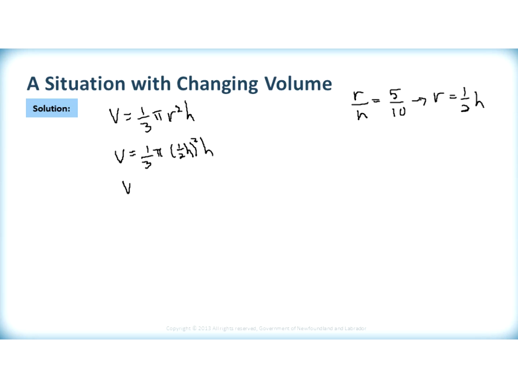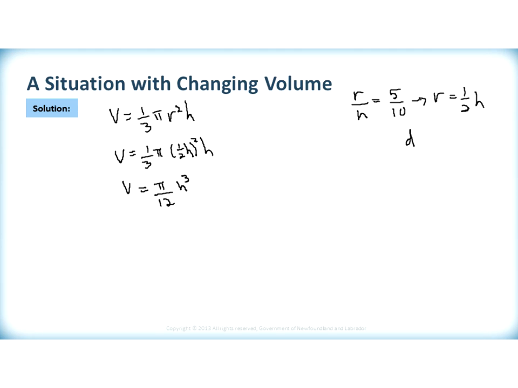So then our volume equation becomes, let's call it, pi over 1/3 times 1/2 squared is 12. So pi over 12, and then we're going to have h squared times h, which is h cubed. All right, so now we're ready to tackle the problem.